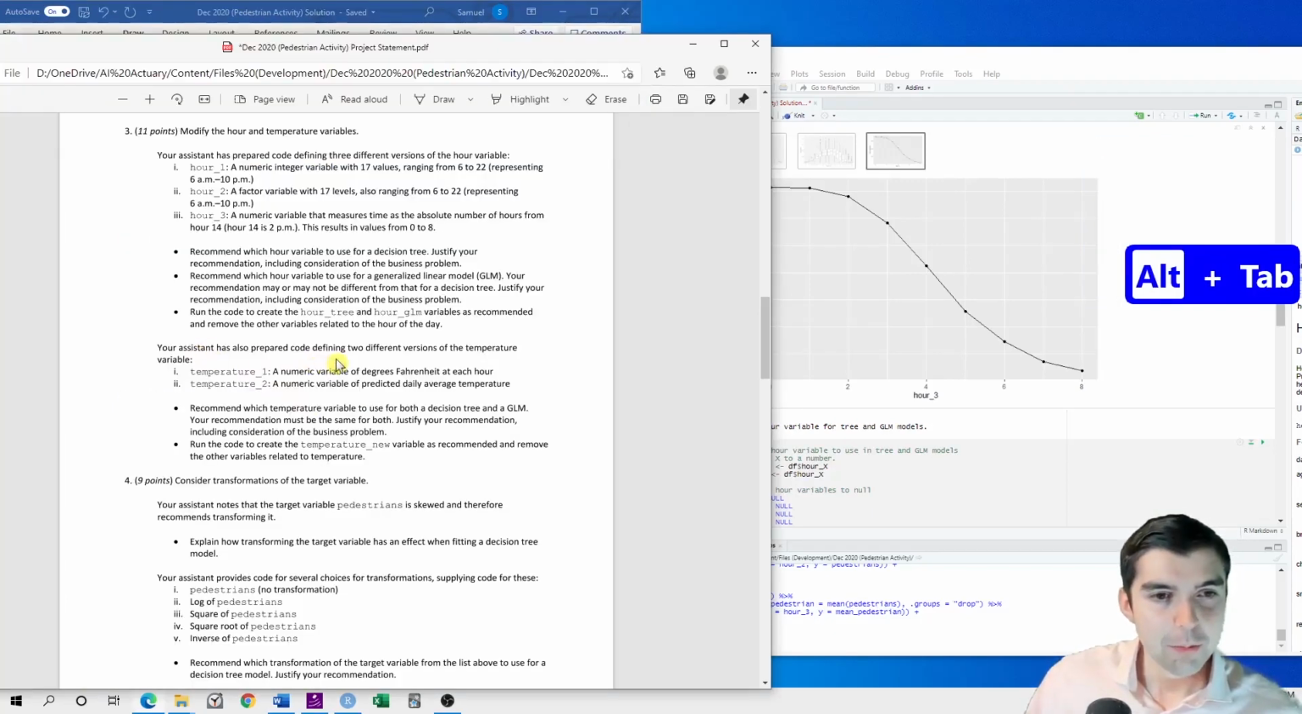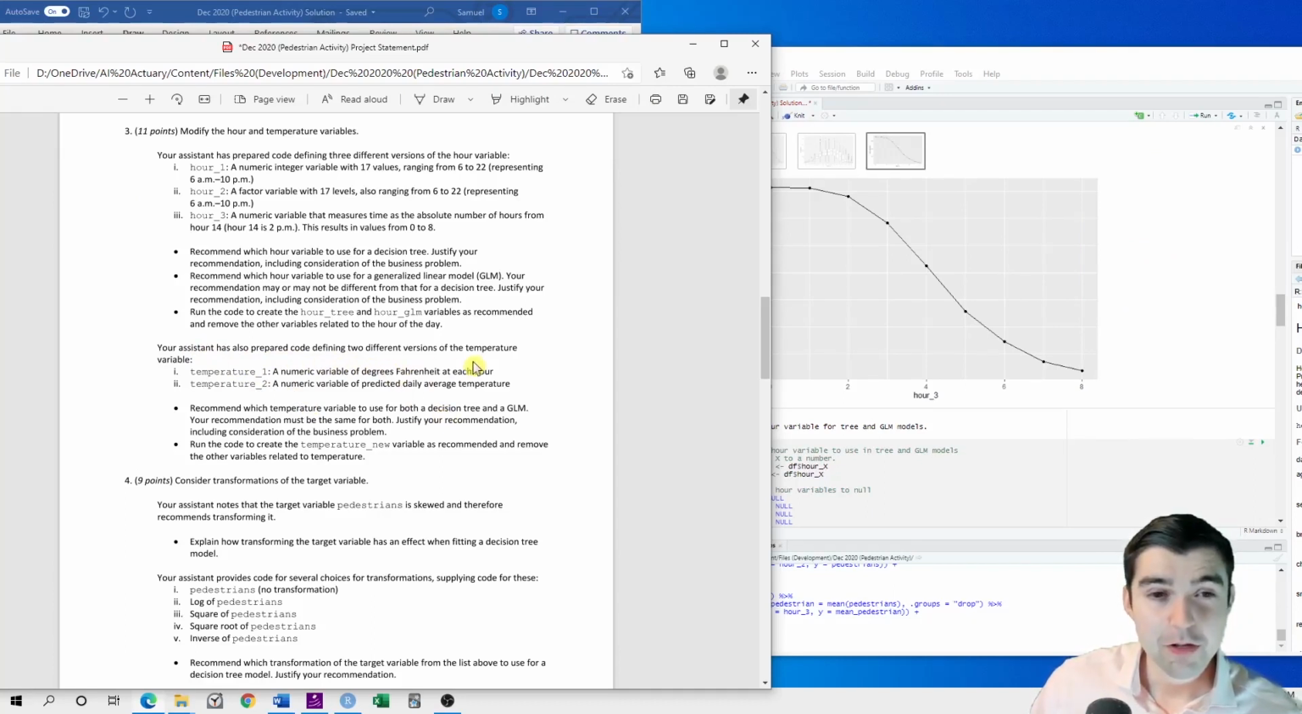Your assistant has also prepared code defining 2 different versions of the temperature variable. Temperature 1, temperature 2. Recommend which temperature variable to use for both a decision tree and a GLM. Your recommendation must be the same for both. Justify your recommendation, including consideration of the business problem.